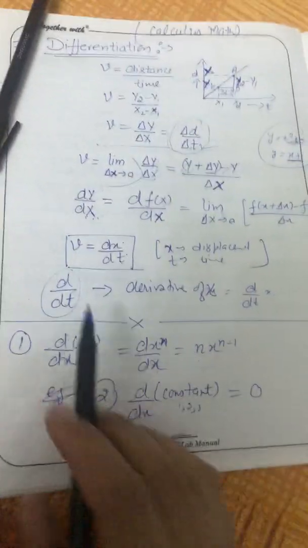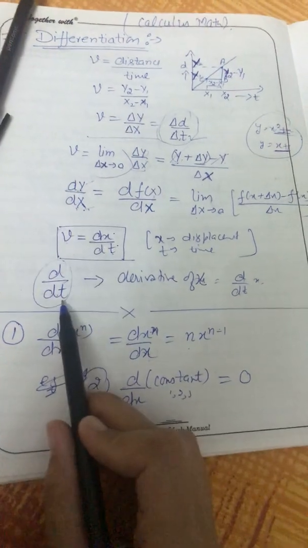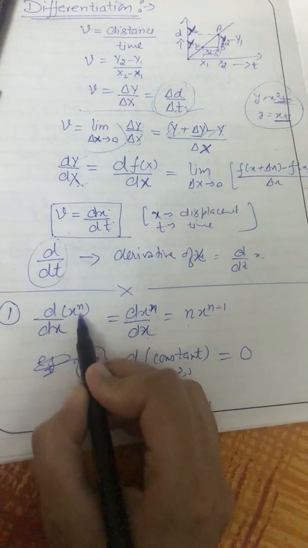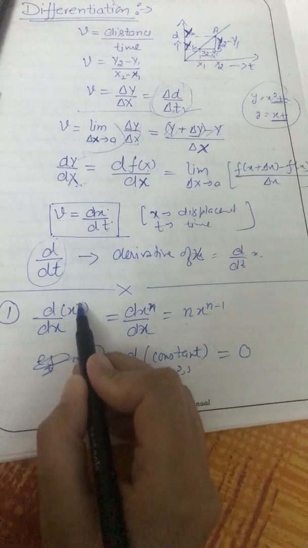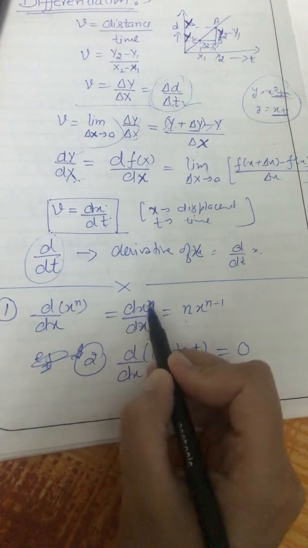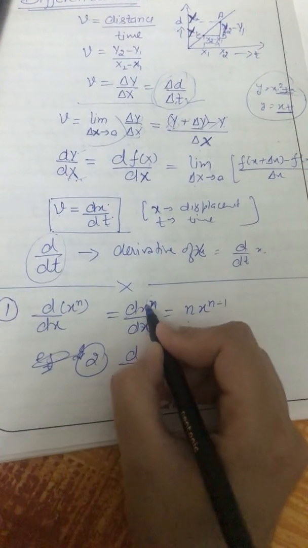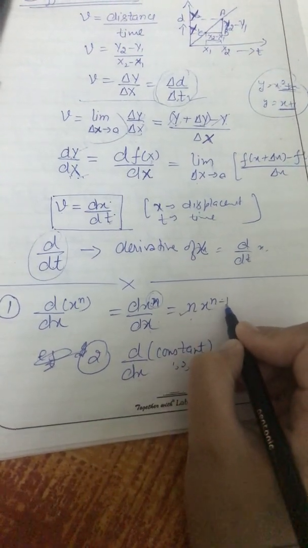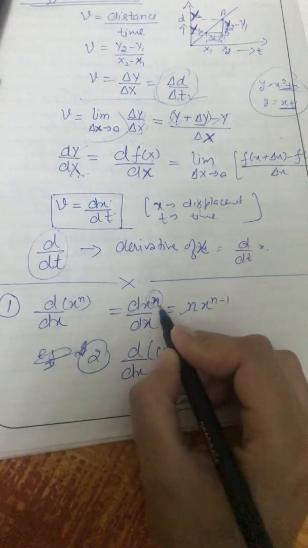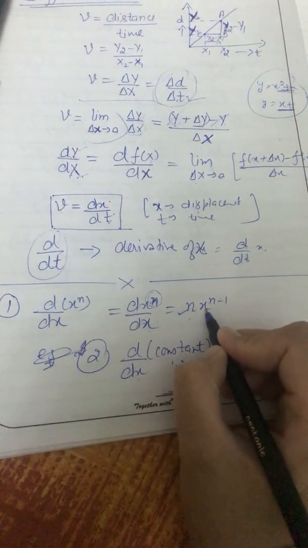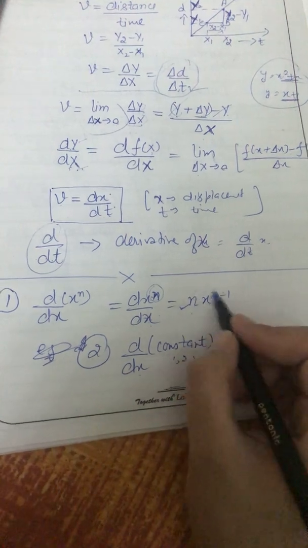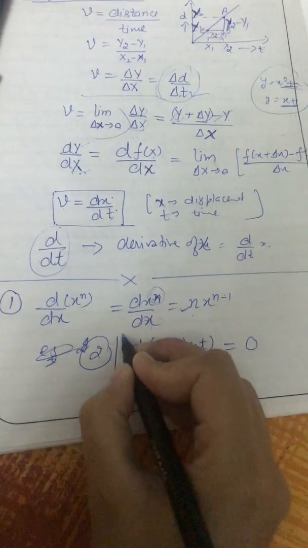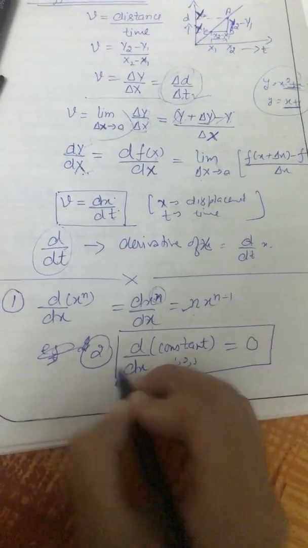Okay, now how to operate the differentiation? For the operation of differentiation, we have a basic formula. This upper quantity is the function of the lower one: d/dx of x raised to power n is d(x^n)/dx. So this power we will write first, then x power reduced by 1. Okay, first of all we will write the power, then x raised to power n minus 1.